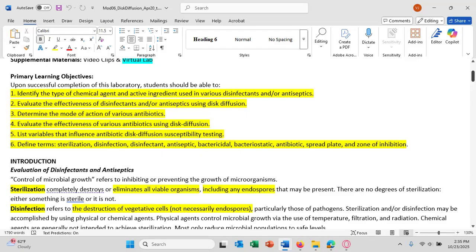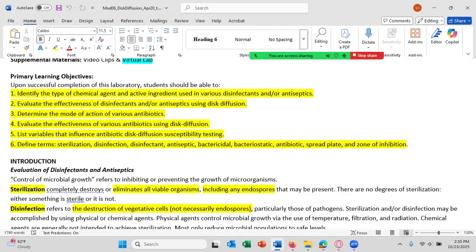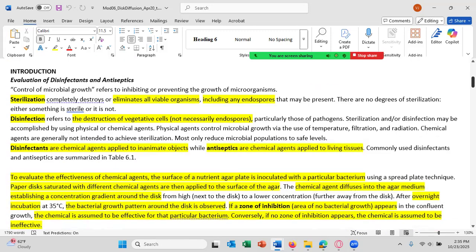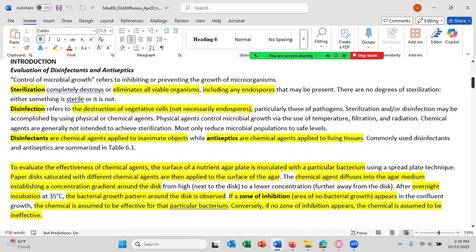Sterilization is the elimination of all viable organisms, including endospores. Usually in the microbiology lab, how we sterilize something is we put it in an autoclave, which is essentially a giant pressure cooker. Disinfection refers to the destruction of vegetative cells, but not necessarily endospores, meaning when you disinfect the toilet, you're destroying all vegetative cells, but you may not be destroying all endospores.